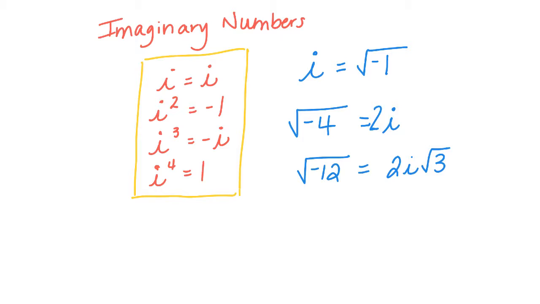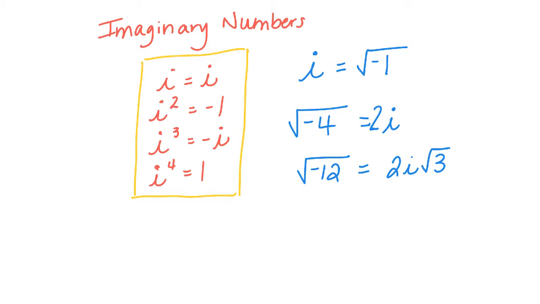So I know that i is equal to i. When I have i times i, which is i squared, that's equal to -1. When I have i times i squared, which is i cubed, that's equal to -i. And i to the 4th is equal to 1.